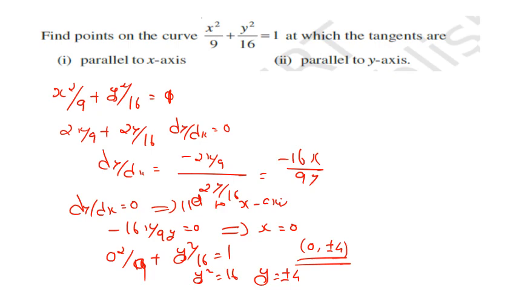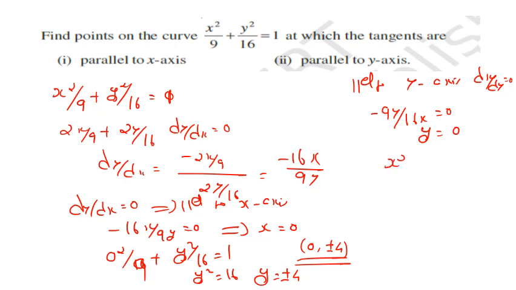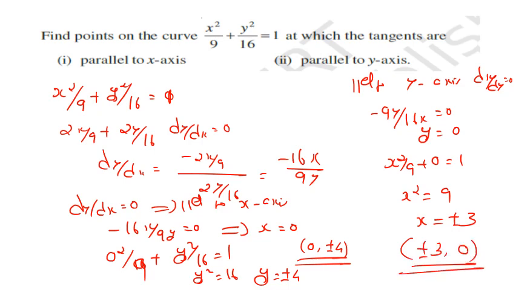Now if the line is parallel to y-axis, what you can say, dx by dy is equal to 0. What is dx by dy? Minus 9y by 16x is equal to 0. Therefore you can say y is equal to 0. If y is equal to 0, you can write x squared by 9 plus 0 is equal to 1. So x squared is equal to 9. x is equal to what? Plus or minus 3. So the points are plus or minus 3 comma 0.